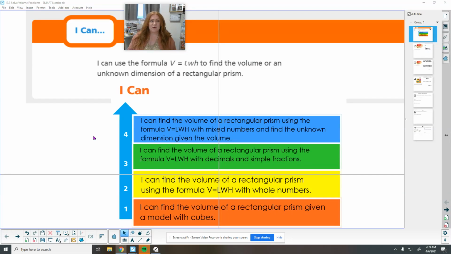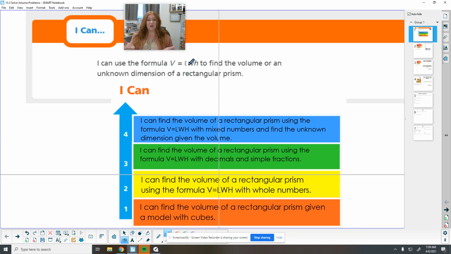This video is for 13.3's lesson. So we are going to be working on more volume problems today. Our goal is to use our formula of length times width times height to find that volume. And we're also going to be working backwards today and finding unknown sides.